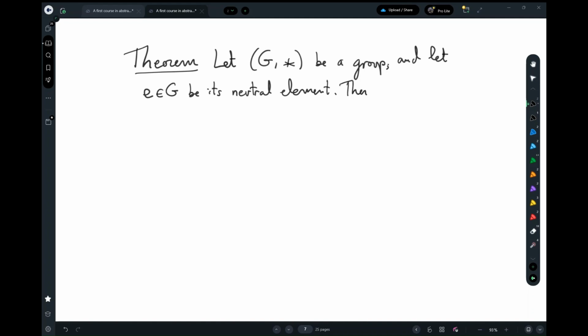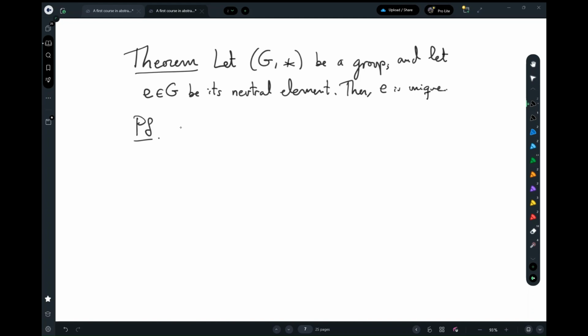Then e is unique. In principle, you could imagine that a group could have more than one neutral element, more than one element that works as a zero under that multiplication or under that addition. But that is not the case. Every group has only one such element. The way we are going to prove this is by supposing there are two such elements.